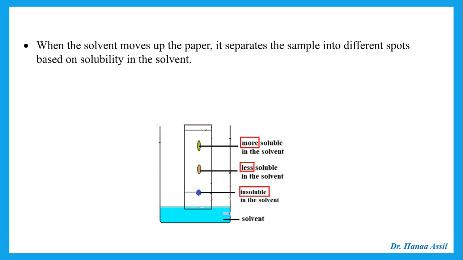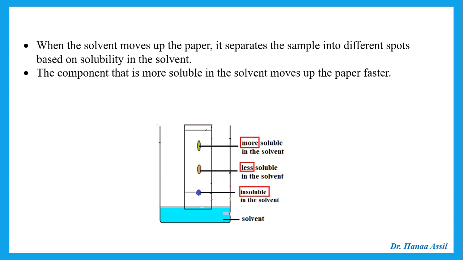They are separated based on solubility in the solvent. The spot or the color that moves up more, that means it is more soluble in the solvent. The one that does not move up that high is less soluble in the solvent. If a spot remains on the baseline and does not move up at all, we say this is because it is insoluble in the solvent.